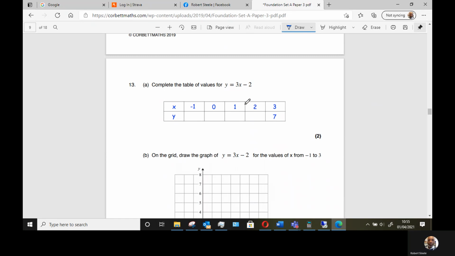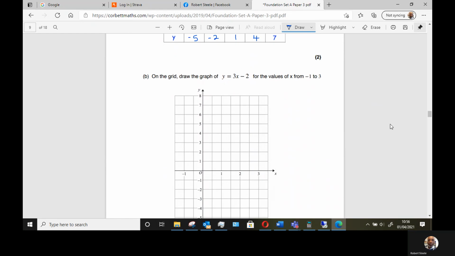So, look, 3 times 2 is 6, take away 2, it's 4. 3 times 1 is 3, take away 2 is 1. You see a pattern here going down by 3, so this will be minus 2, this will be minus 5.